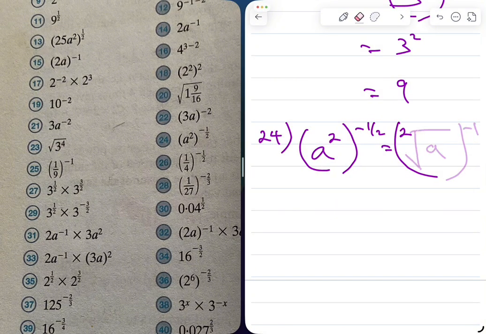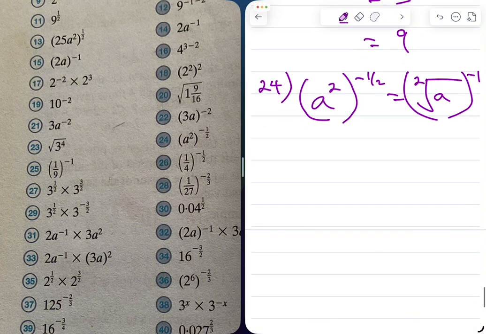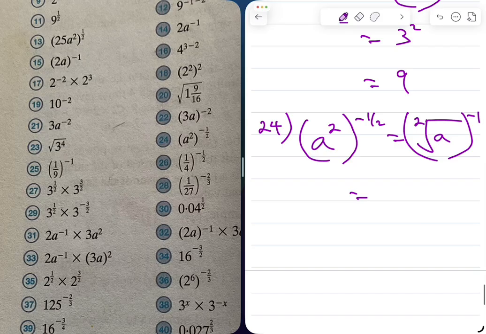Why is that space looking like it can't contain it conveniently? That's the same as the square root of a, and the whole of that raised to power minus 1. That's better. And that simply means, no, it is a square. It is a square. Let me take that again.